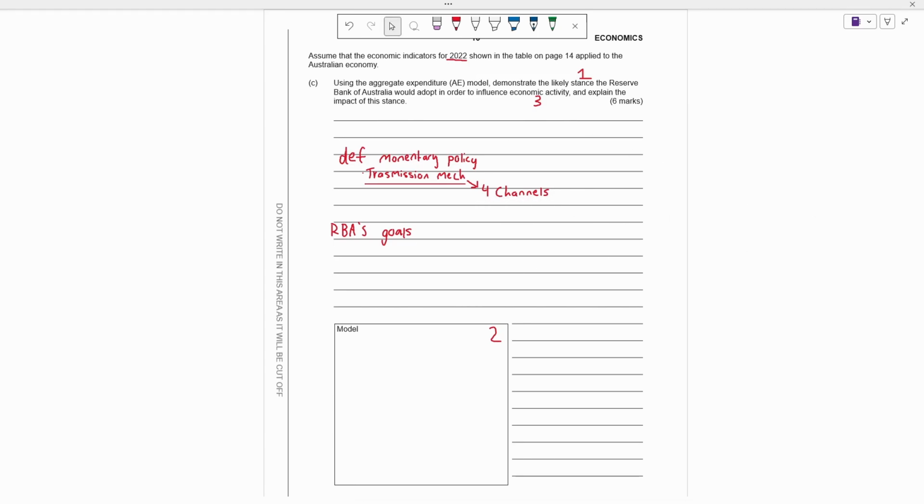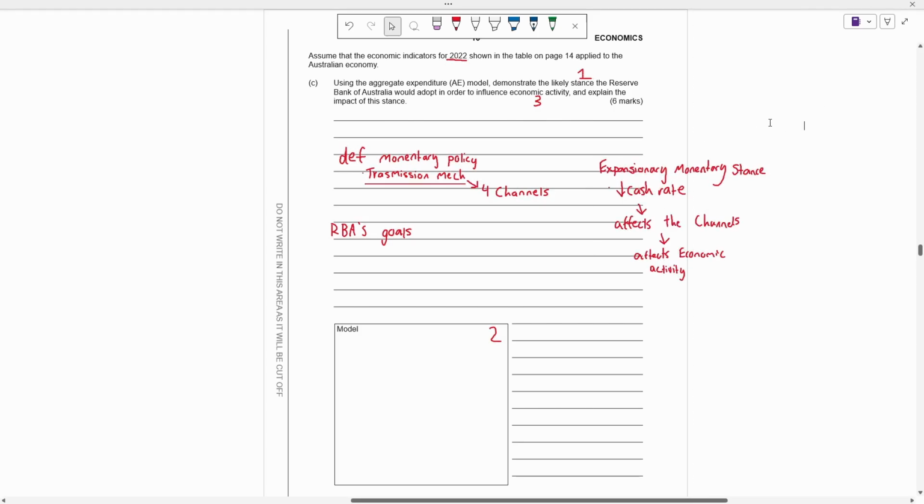So after doing that, let's go through what stance the RBA would use. So we know the RBA is going to use an expansionary monetary stance. Make sure to include the word monetary. So after the RBA uses their expansionary monetary stance, that's going to decrease the cash rate, as during that stance they're decreasing the cash rate, right? But then that's going to affect the 4 channels in the transmission mechanism, which then affects the level of economic activity.